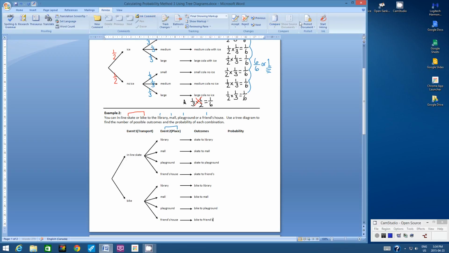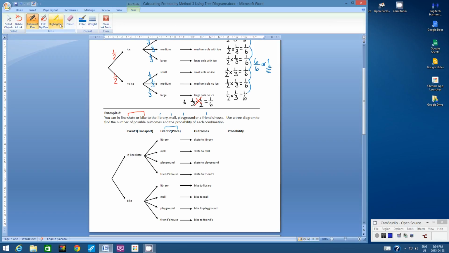Okay, so the next step, we have to write our fractions on every branch. Let's look at our first event. We have two choices. We can choose inline skate or bike. So this is pretty easy. We have a 1 in 2 chance of choosing inline skate, or we have a probability of 1/2 to choose bike.